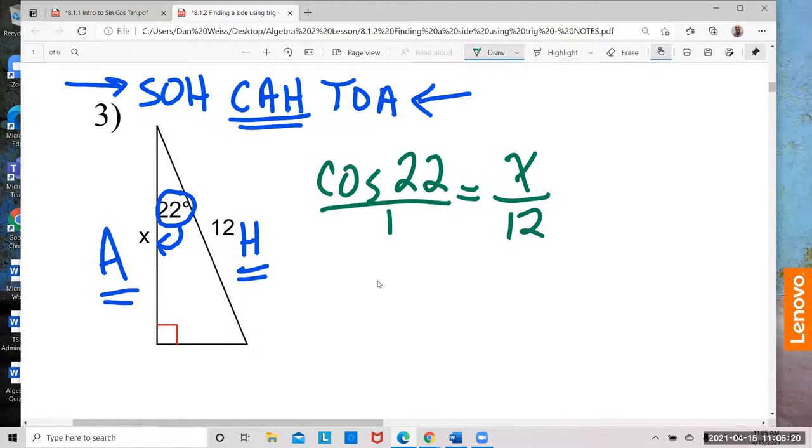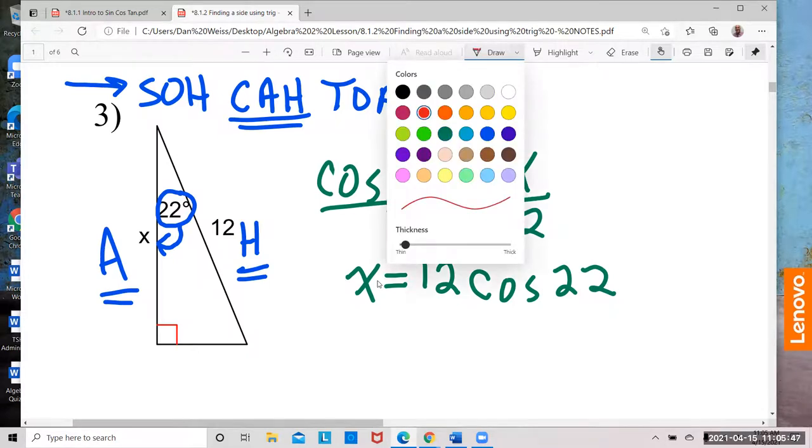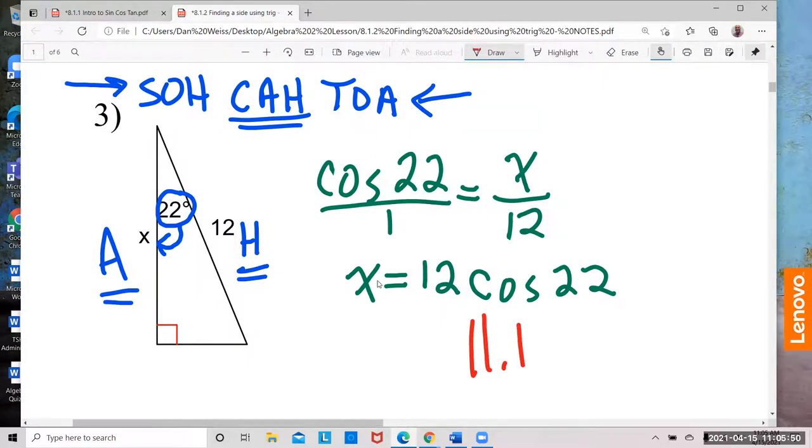Cosine 22 over 1, cross multiply. 1x, or just x, equals 12 cosine 22. On your calculator, do 12 times 22 cosine equals. Did you get 11.1? Yeah. Does that make sense? Yeah. Okay.